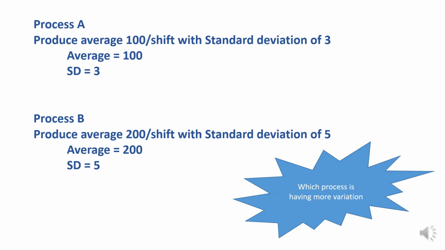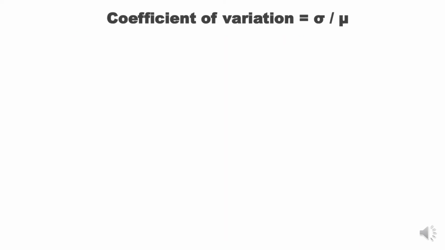By seeing the data you can tell that process A has less standard deviation, so process A is best, but we can't tell like that. For this we need to calculate the coefficient of variation for both processes and compare. So now we will calculate the coefficient of variation for process A and process B.